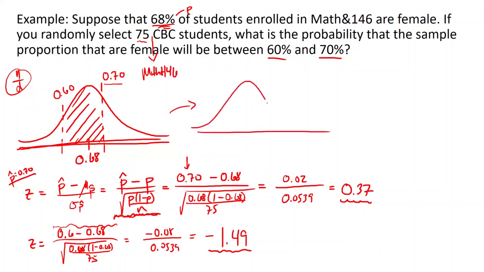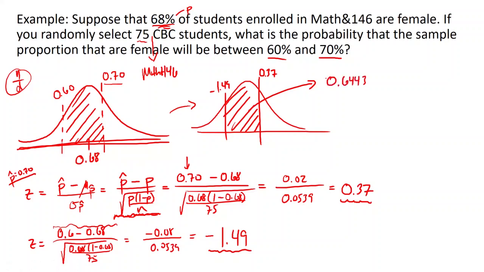Since we're doing an in-between probability, 0.37, here's negative 1.49, and so we're looking for an in-between probability. So we need to go to the z-table 2 times. We'll get 2 probabilities. If you look up 0.37 on your z-table, what's the probability below that? Okay, so this will be 0.6443, and then we have to subtract the lower tail probability. So you look up negative 1.49. What's that come out to be? 0.0681. And then if you take the difference of those two, what do you get? 5762? 0.5762.